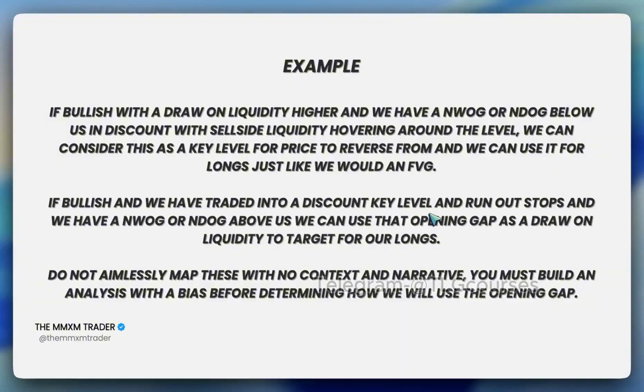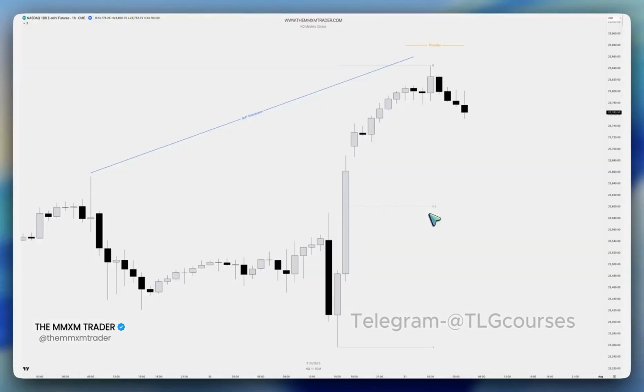Do not aimlessly map these out with no context and narrative. You must build an analysis with a bias before determining how we're going to actually use the opening gap. Are we going to use it as a drawn liquidity, or are we going to use it as a key level? Okay, an example here.